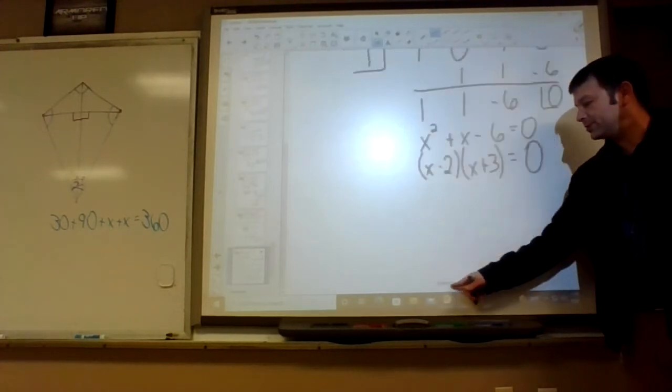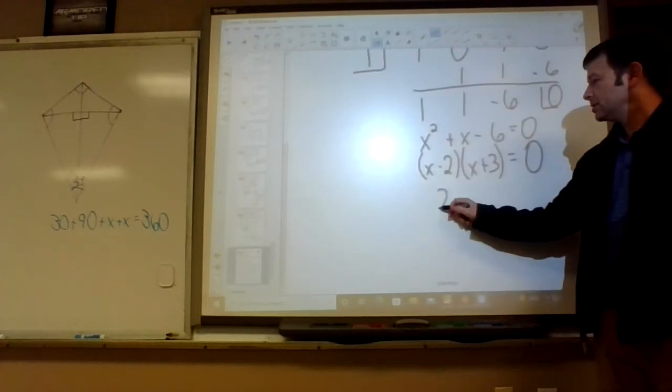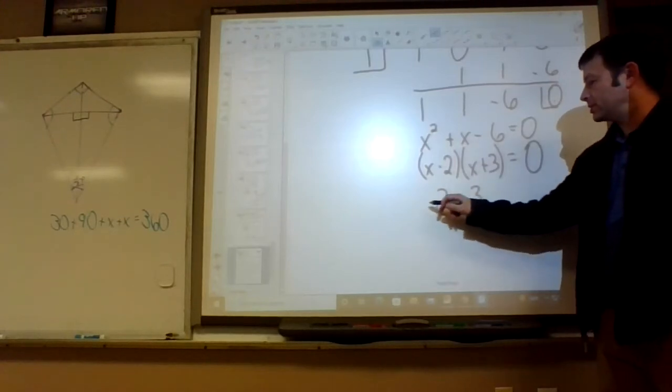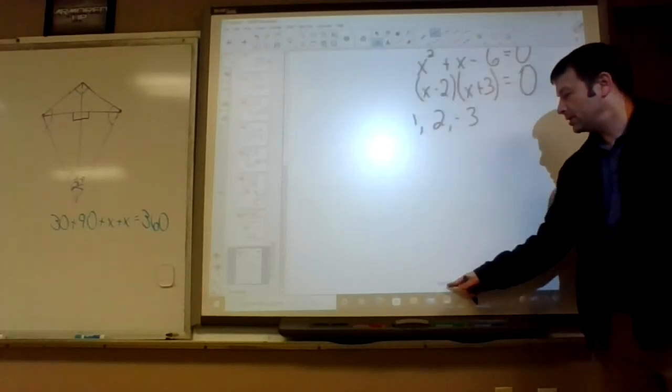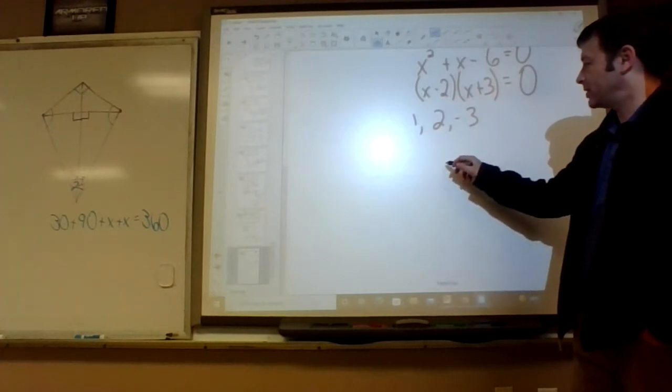So what are the final 2 roots? 2 and negative 3. And remember, 1 worked at the beginning, so that's the 3. And what shape is the graph going to take?